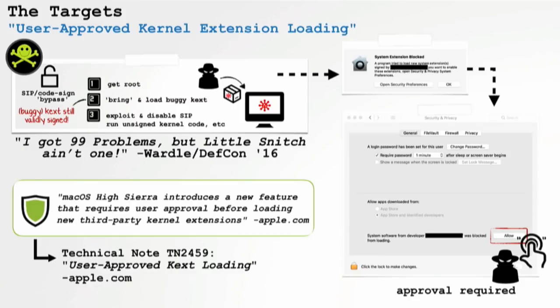So Apple, as I mentioned, tries to thwart this attack with this user-approved kernel extension loading. Now, obviously, what an attacker would try to do is synthetically interact with the allow button that Apple has put up to block the kernel extension from loading. And again, if the hacker can just send a synthetic mouse click event to click this button, it would completely bypass this new security mechanism.